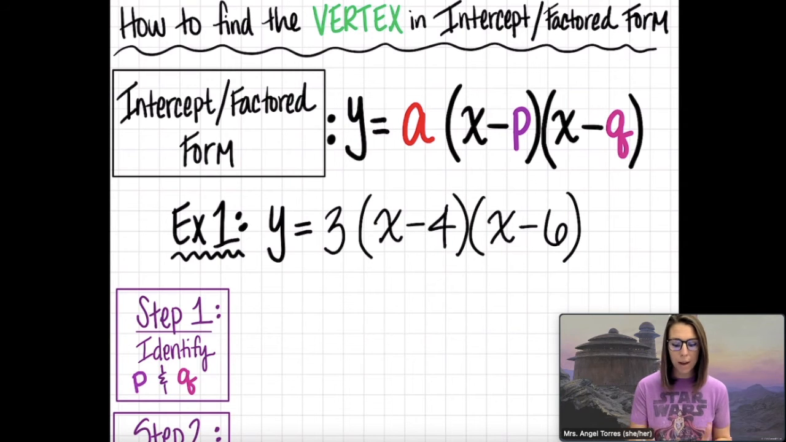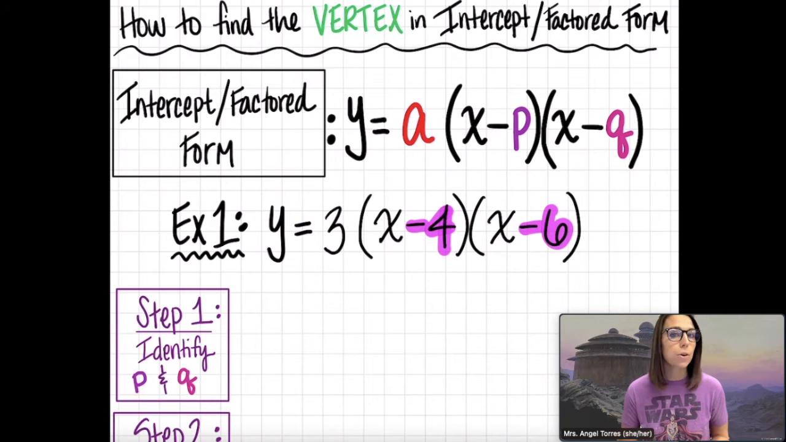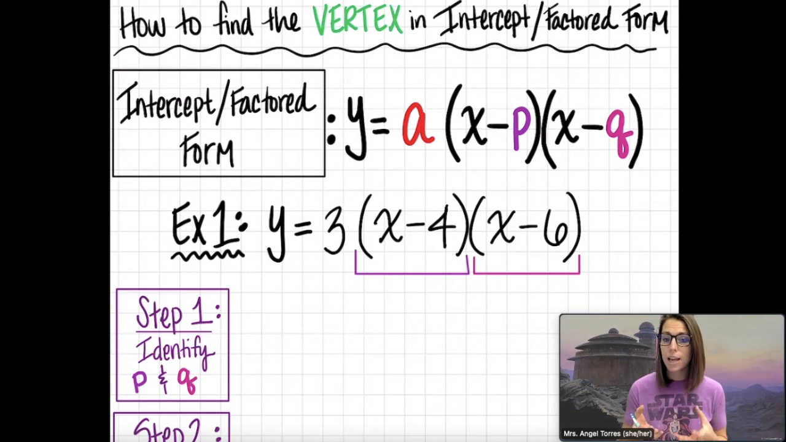A lot of you might think, well, isn't p -4 and q -6? Unfortunately, that's not how you can think about that. If the formula had addition, then you would be right. But since the formula is subtraction, you need to look at what's actually being subtracted in each group. There's another way to think about it, and it's similar to how we handle vertex form. The value of P and Q would cause both of those to equal 0.